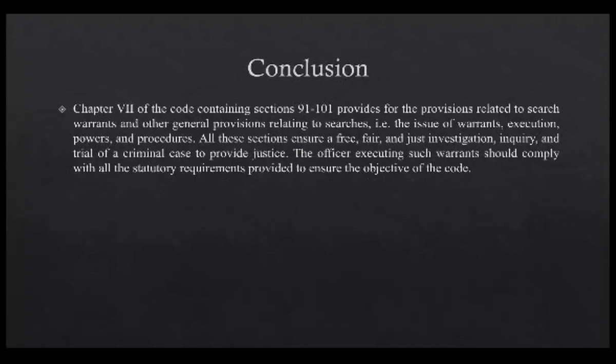Now ending the topic, the conclusion that comes out of this topic is that Chapter 7 of the Criminal Procedure Code, containing Sections 91 to 101, provides for the provisions related to search warrants and other general provisions relating to searches, that is, the issue of warrant, execution, power and procedure. All these sections ensure a free, fair and just investigation, inquiry and trial of a criminal case in order to provide justice. The officer executing such warrant should comply with all the statutory requirements provided in order to ensure the objective of the Code.